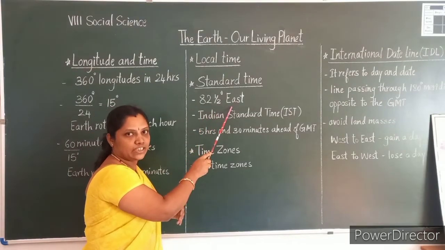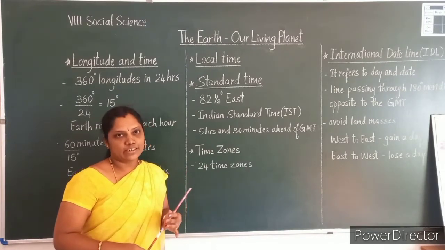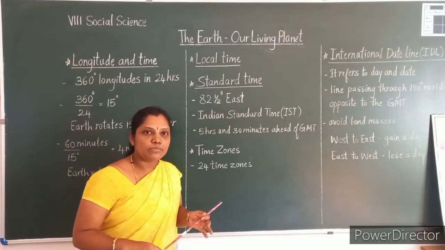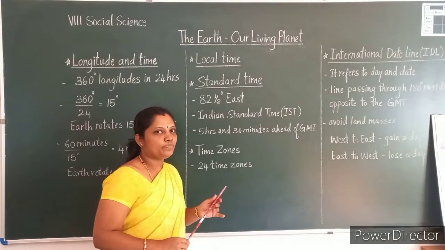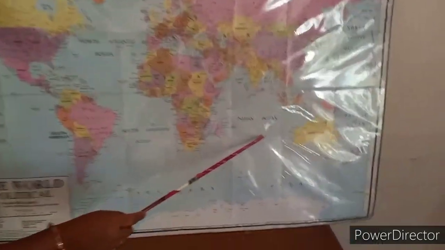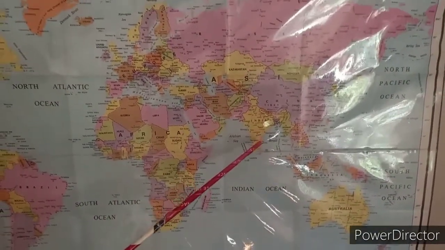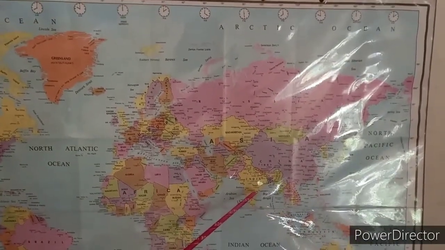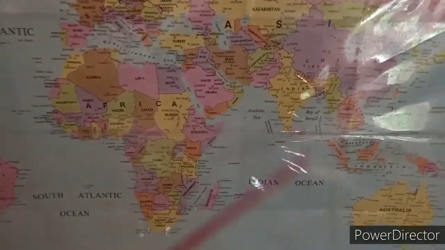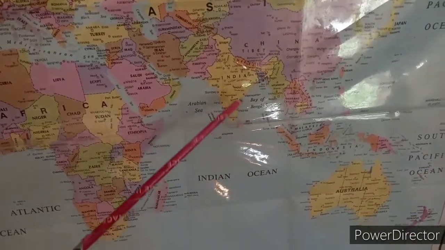In India, 82.5 degrees east longitude is considered the standard meridian of the country. We will see on the map where it comes. Here is the 82.5 degrees east line of longitude. It passes through Mirzapur, near Allahabad, in Uttar Pradesh.